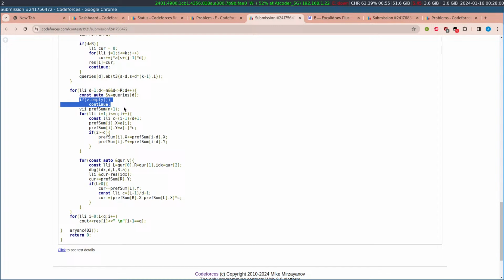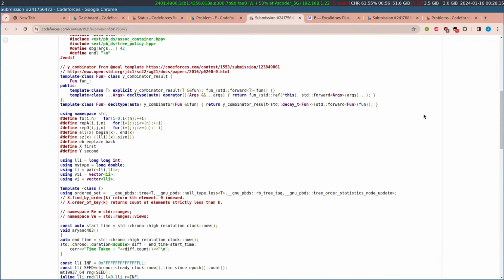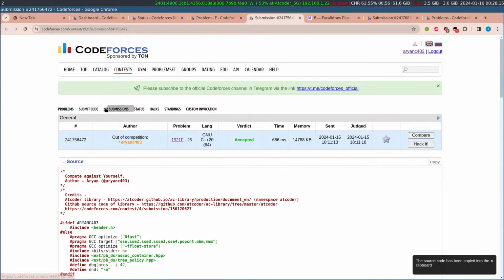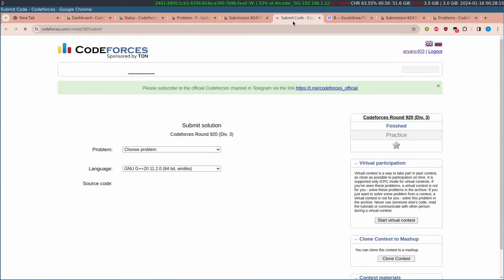If the current vector is empty, ignore it. Otherwise, I am maintaining a pair of vectors, which is P sum and C sum, which I have explained in the editorial. Here, I am trying to solve all the values together. You can take it in one shot as well.